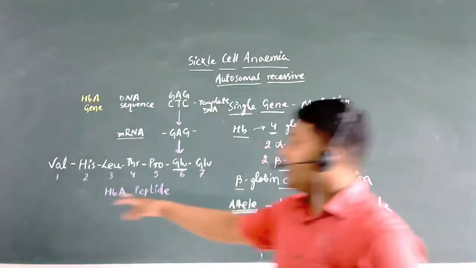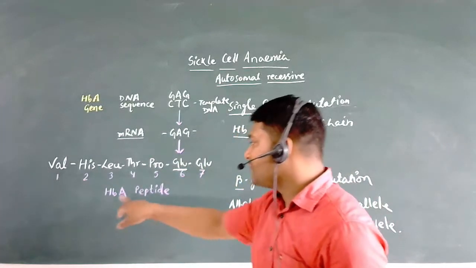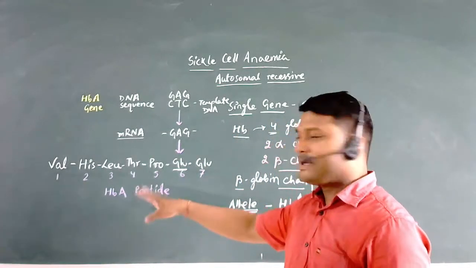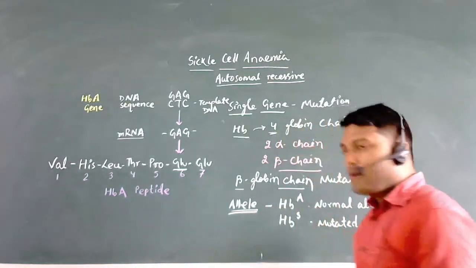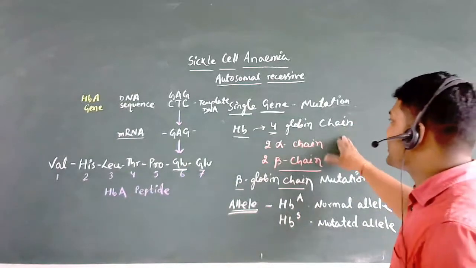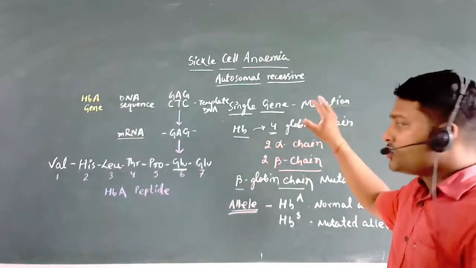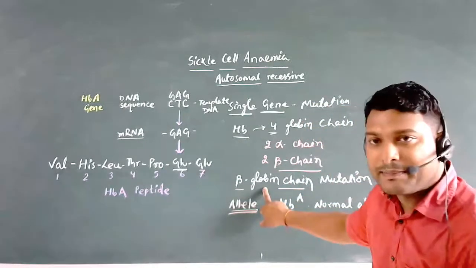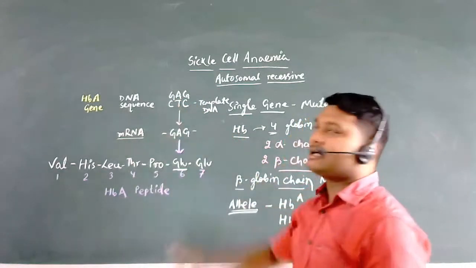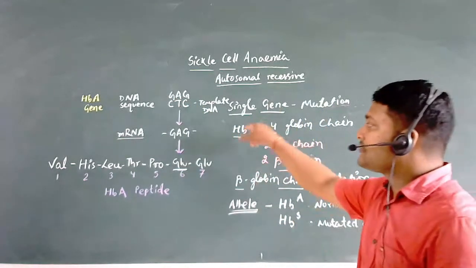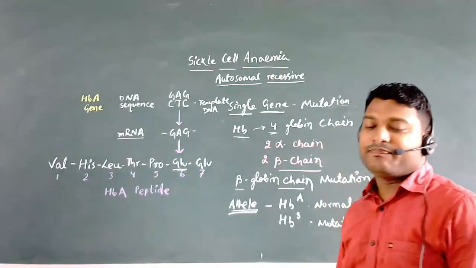Now all 7 are going to be part of the normal hemoglobin peptide, the beta globin chain, the normal peptide. Now what happens is, as we have already discussed, that there is a single gene mutation. The mutation we already discussed is going to be happening in the beta globin chain. So there is a mutation in this particular DNA, and because of that the amino acid here is going to be altered. Now what is that?